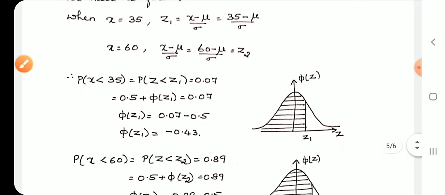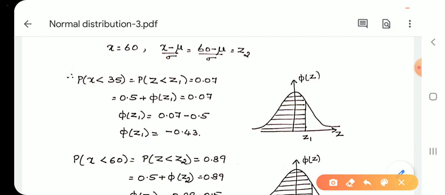So if I draw the bell curve for this, less than z1, if we take z1 as an arbitrary point here, less than z1 means we have to shade all this portion up to z1. So that is nothing but the sum of 0.5.